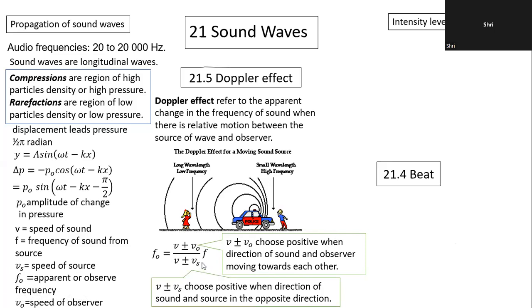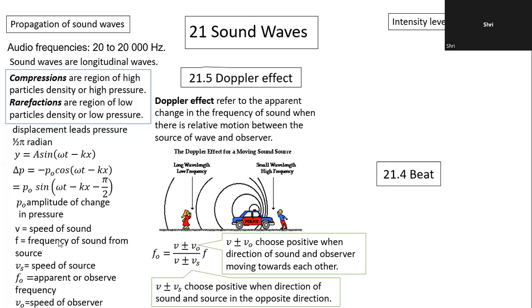In this case, the lower part, Vs, is the speed of the source. So it means that the source is a police car, the siren, and it's moving away. Direction of sound and source are in the opposite direction. Sound is moving to the right, source is moving in the opposite direction, then you take it positive. The top is the observer. Observer moving towards the source, then it's positive.